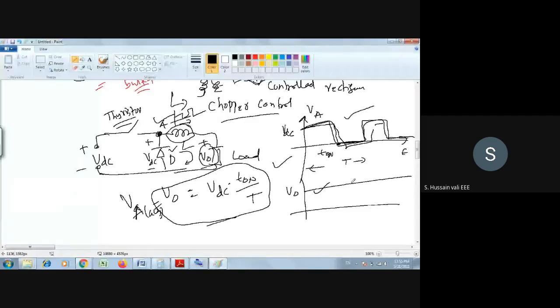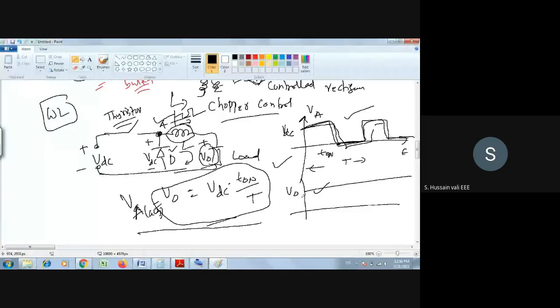It won't stop the DC content, because the inductor won't block DC. For an inductor, the impedance is omega L, where omega is the frequency. For DC, the impedance value is zero. So it only smoothens and won't decrease the output voltage. This is the average value you get from the pulse.